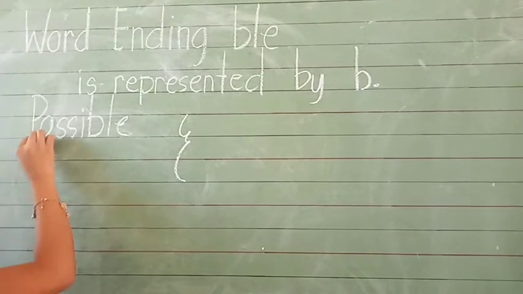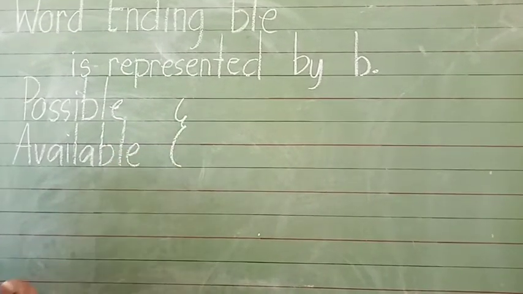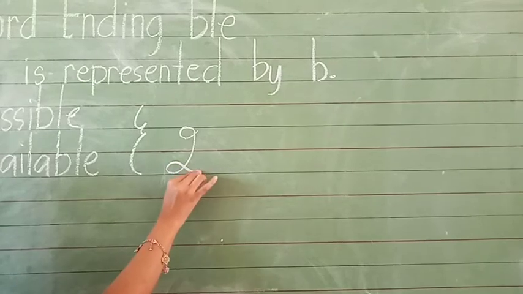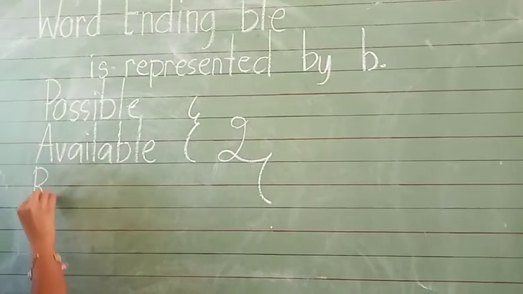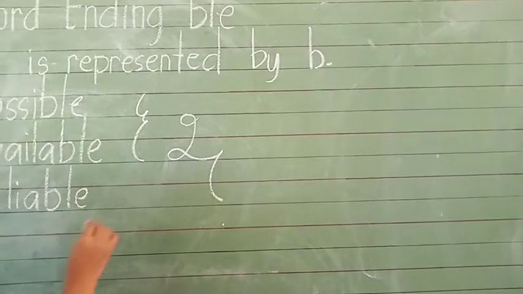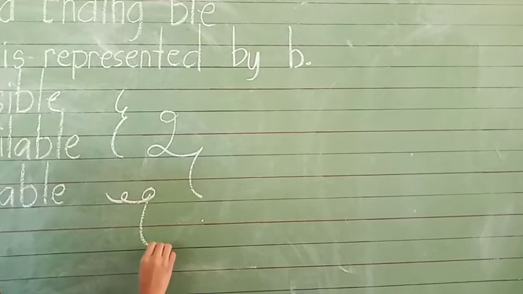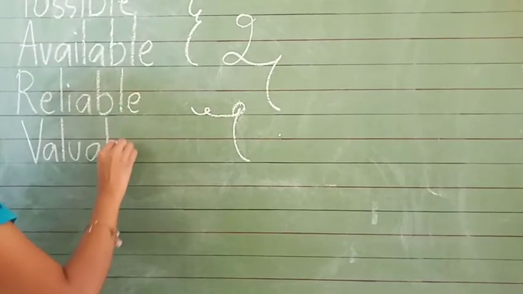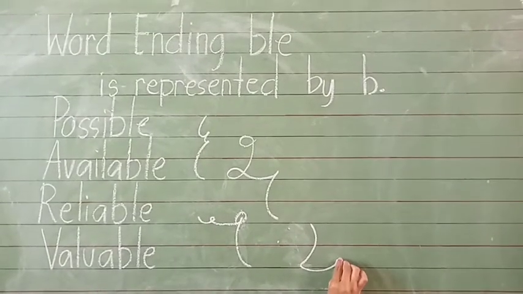Next, available is represented by A, V, A, L, and B. Next, reliable is represented by R, E, L, broken I, and B. Next, valuable is represented by V, L, B.